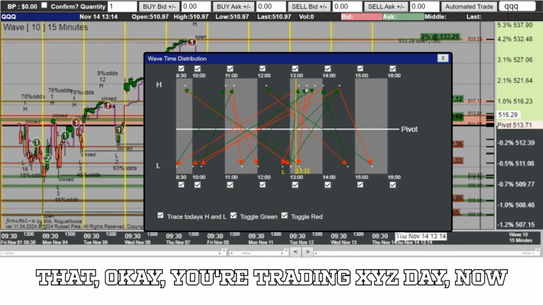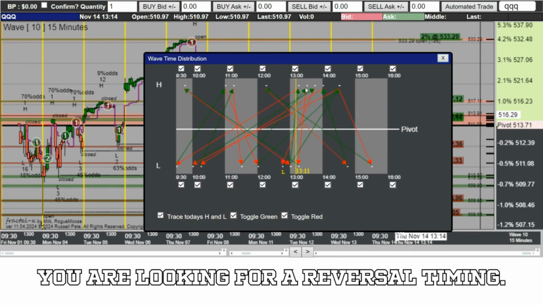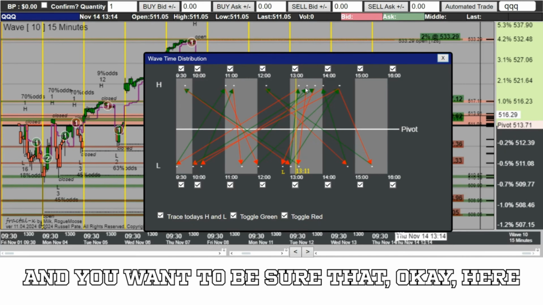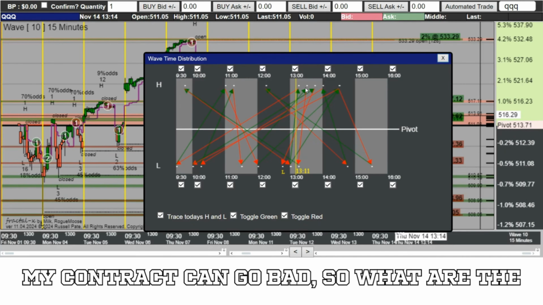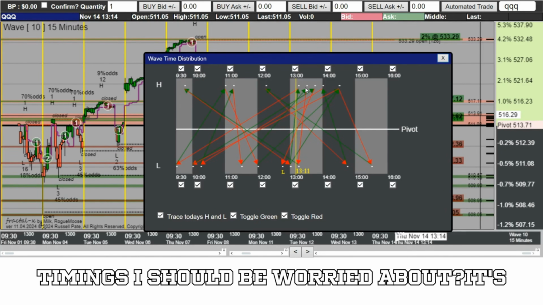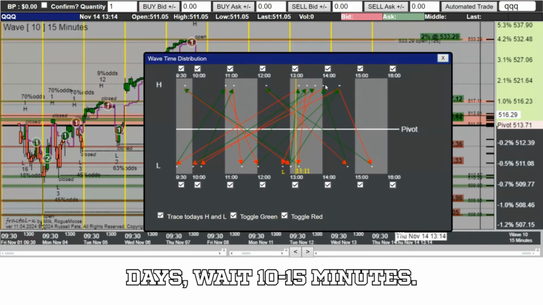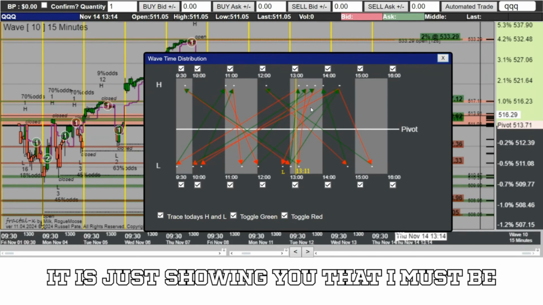It's showing you that, okay, you're trading XYZ day. Now you are looking for a reversal timing. And let's just say you're in a contract and you want to be sure where it can go bad. So what are the timings I should be worried about? It's 1 p.m. to 2 p.m. for the past 10 days, with a 10-15 minute wave. It is just showing you that.